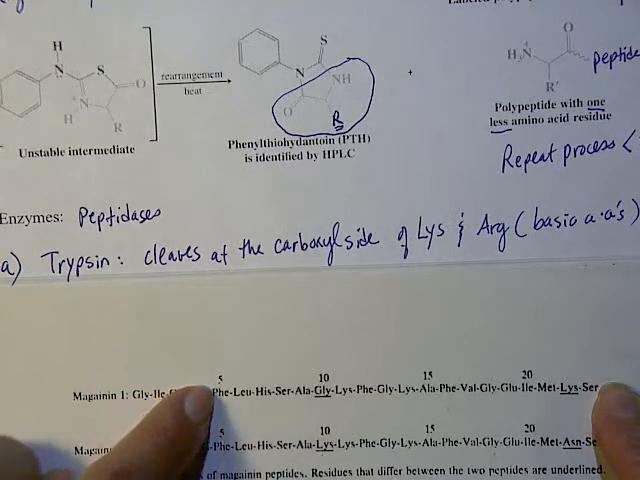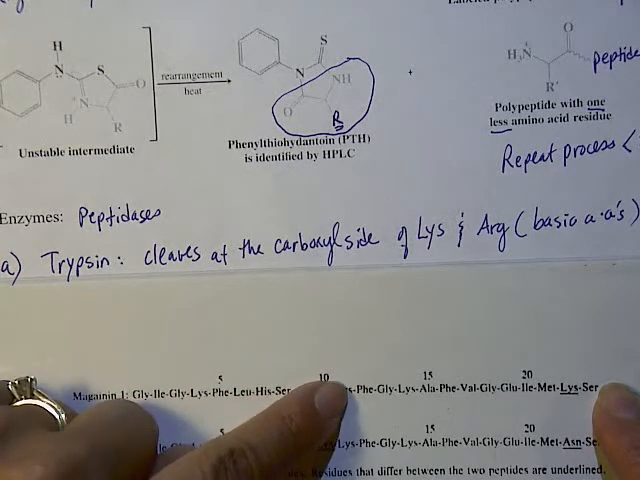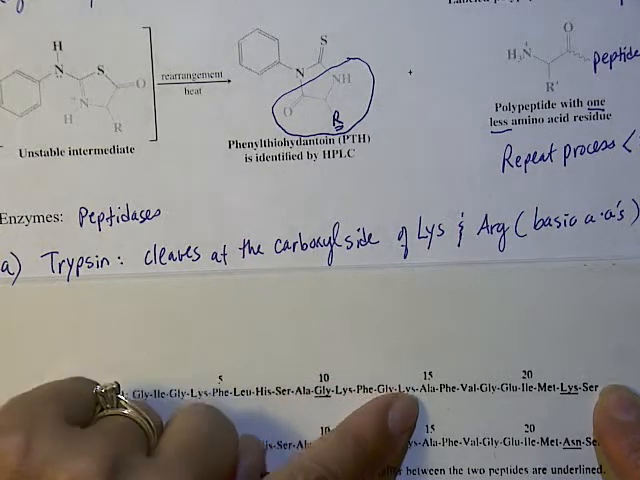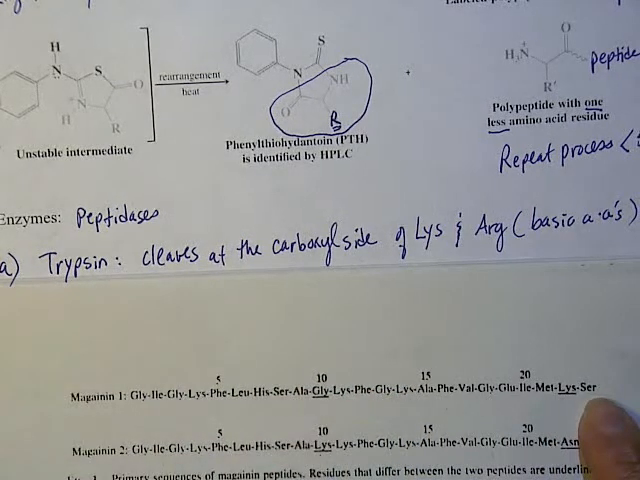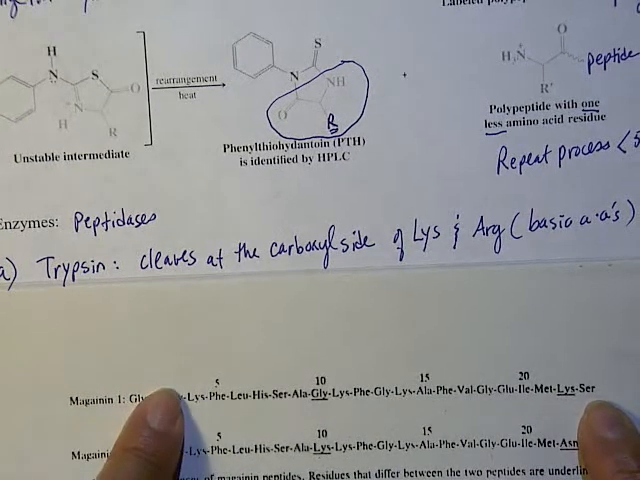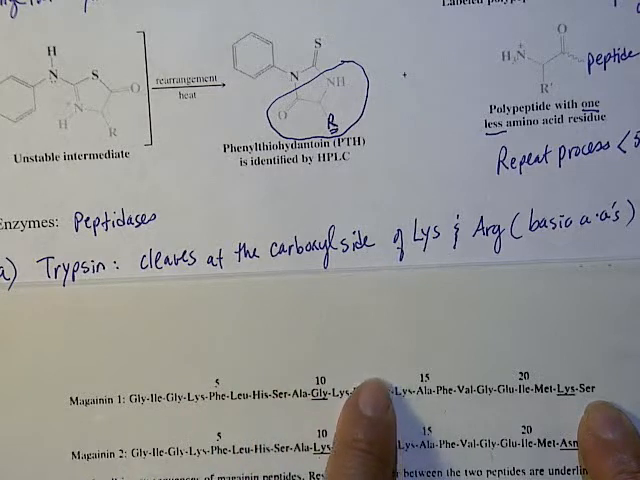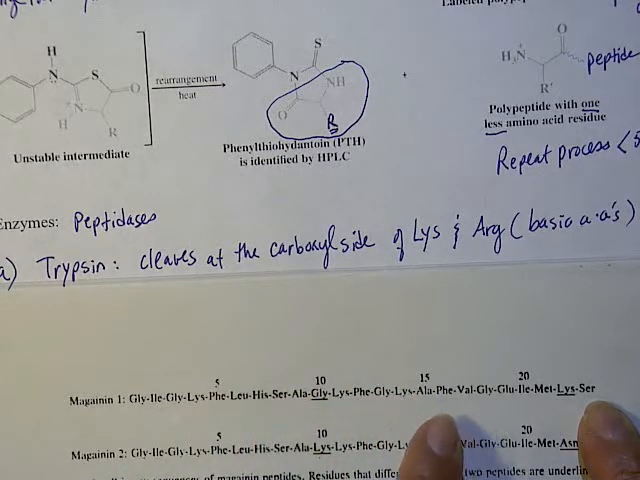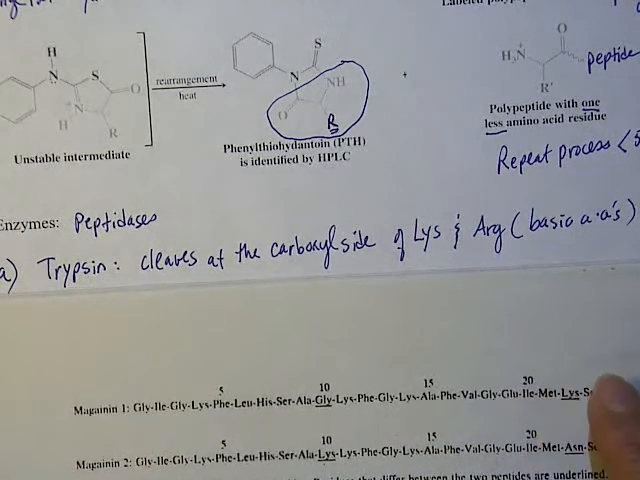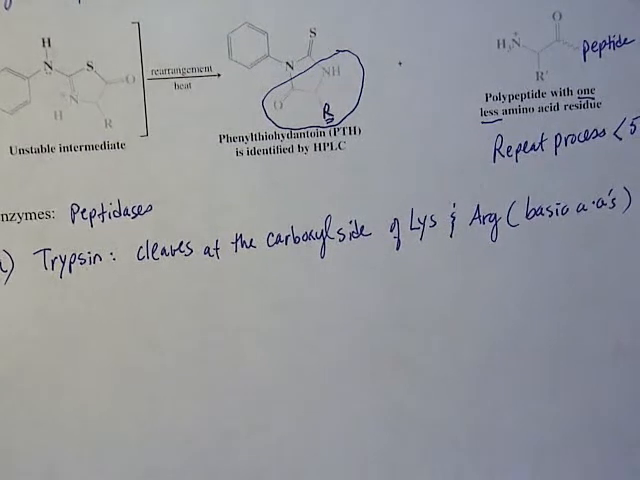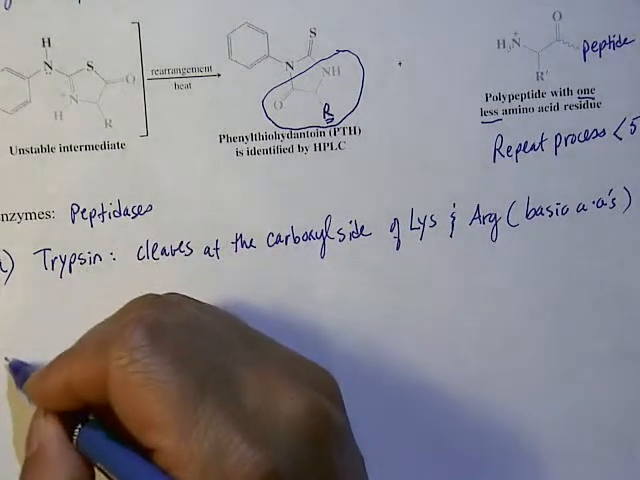And then there's another lysine, so it will cleave there. It will cleave here. Are there any arginines? No. So Megainin 1 would have 1, 2, 3, 4, 5 fragments from this treatment. Remember that this is on the carboxyl side.